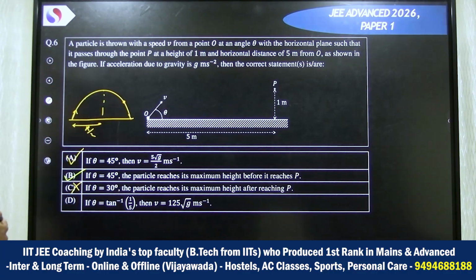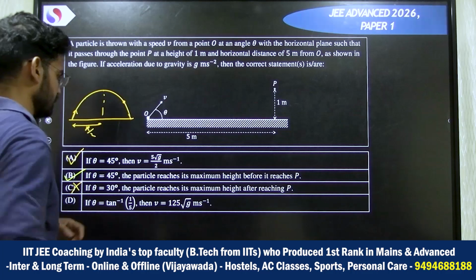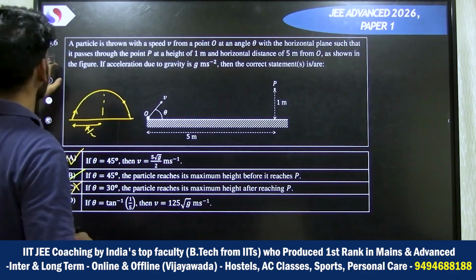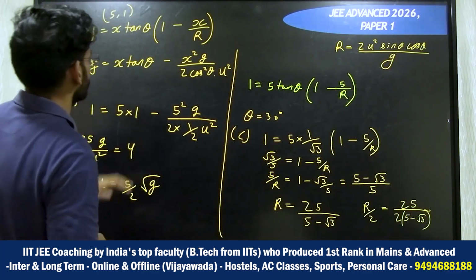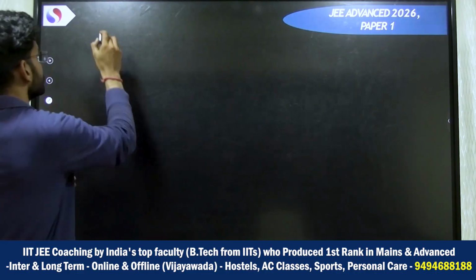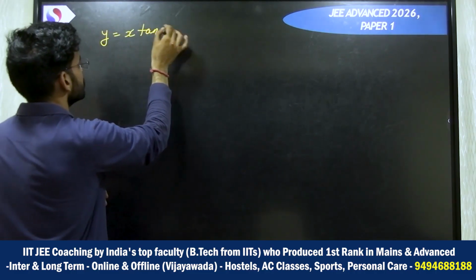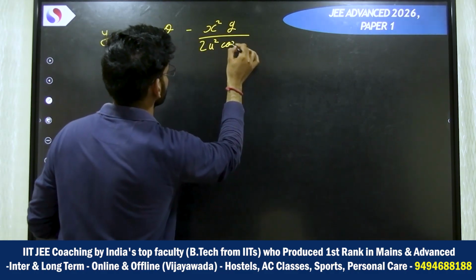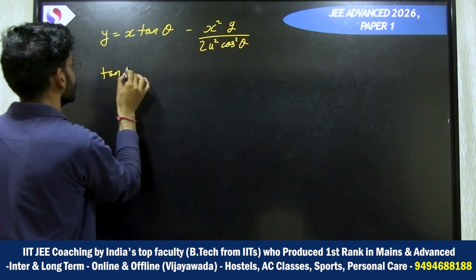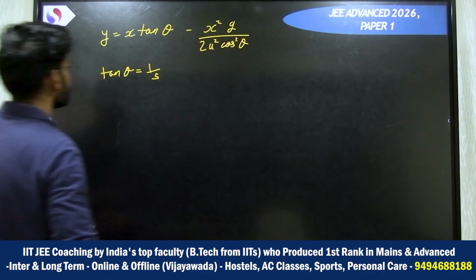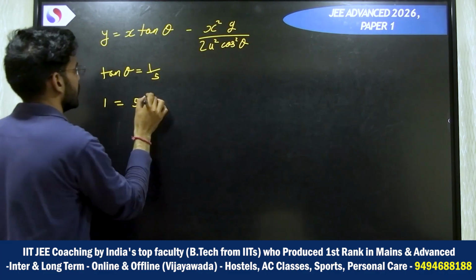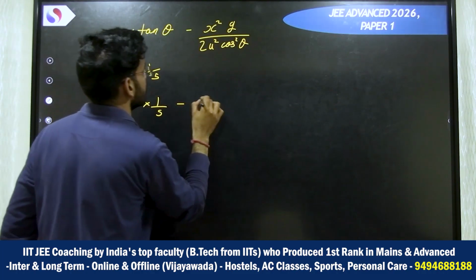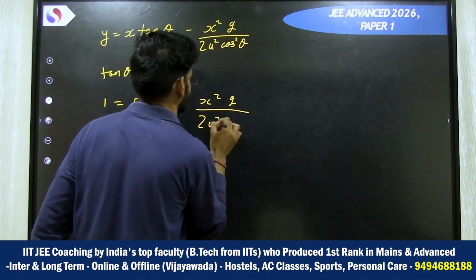Okay, then option D, if theta equals tan inverse 1 by 5, V is 125 by 125 root G. So put tan theta as 1 by 5 and you get V. So that is similar to option A, right? What we have to solve is similar to option A, we can solve here. Y is equal to x tan theta minus x square G by 2u square cos square theta, where tan theta equals 1 by 5. Okay, so y is 1, equal to 5 tan theta, that is 1 by 5, minus x square G by 2u square cos square theta.